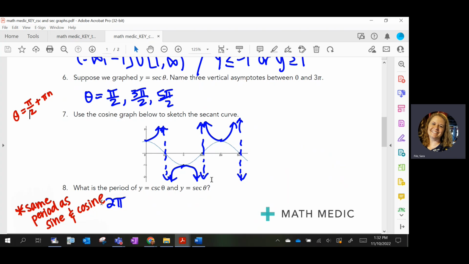Okay, now speaking of the period, the period before it starts repeating itself is 2 pi. It's the same as cosine and sine's period for the parent functions. Okay.